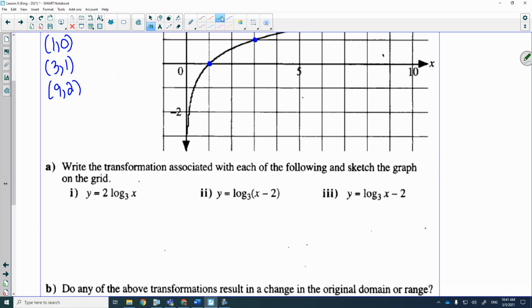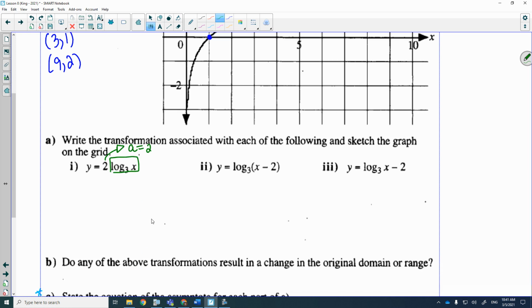So I'll do this graph in green. This is my function here, and there's a number in front of the function. Would that be a, b, h, or k? That would be a. If they put a parameter in front of your function, that is the a parameter, and a is equal to 2. The transformation associated with a being equal to 2 is a vertical stretch factor of whatever the a value is, which is 2.